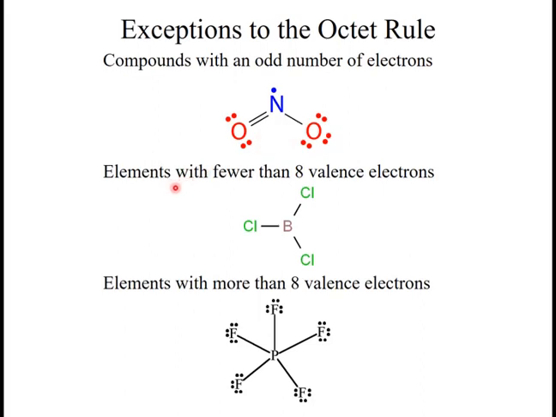The second would be electrons with fewer than 8. So this is going to be metals and metalloids.